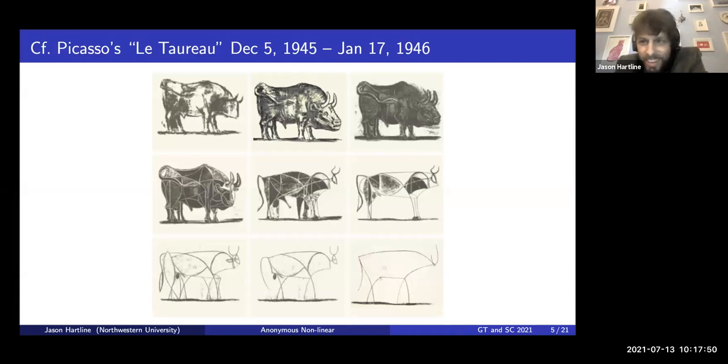Cool. So this is a sort of illustration of what I think we're doing when we do economic theory. These are some illustrations that Pablo Picasso did over a period of about a month in 1945, where he's looking to distill the essence of what it means to be a bull. He starts drawing these very detailed sketches at the top, and he ends up really understanding what it means to be a bull with his last sketch in the bottom right. I think the role of economic theory really is not to get all the details right. The role of economic theory is to understand the bird's eye view of what's important.